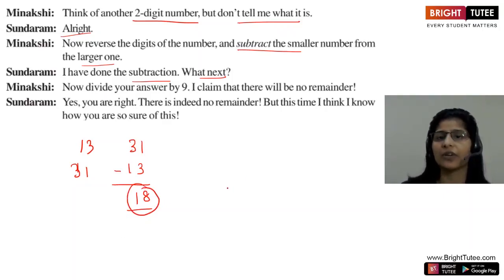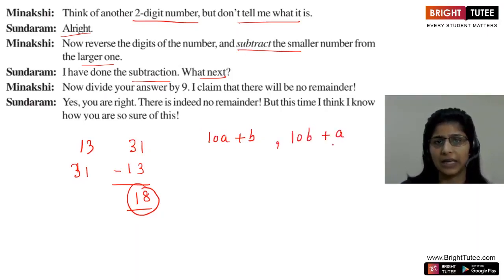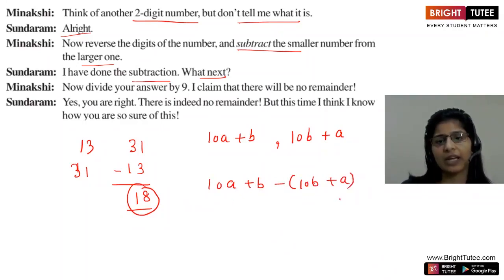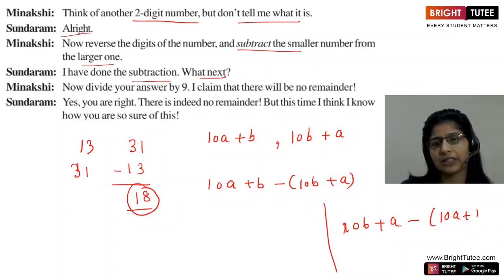But how did she claim for every number? Suppose a 2-digit number is 10a plus b. What will be the reverse of it? It will be 10b plus a. By reversing the digits, we will get this. Now let us subtract it. 10a plus b minus 10b plus a. Right, we could get this. Also we could have got the other one, just see, 10b plus a could be greater, and 10a plus b we can get. Both the things can happen, depending on which number is greater.